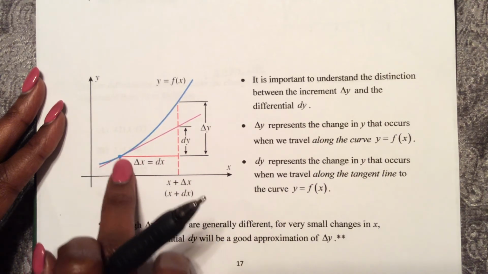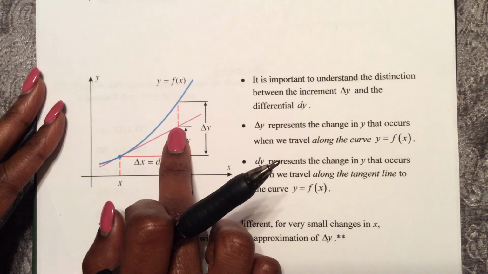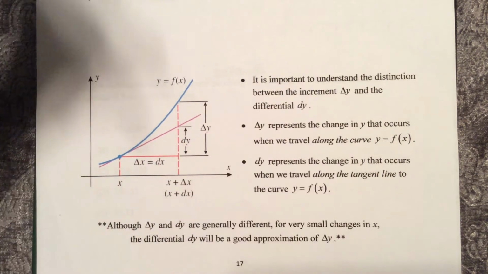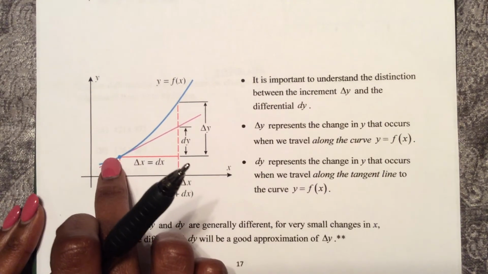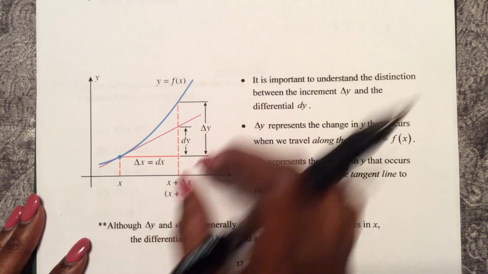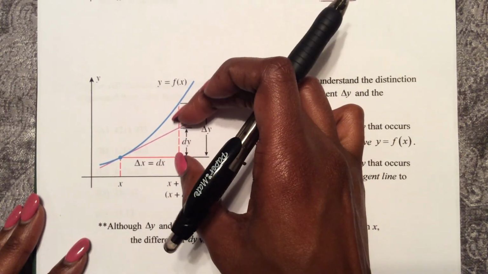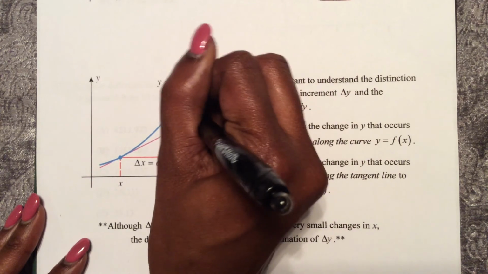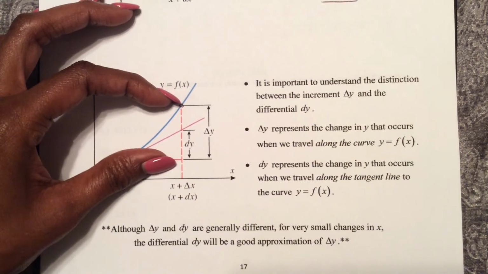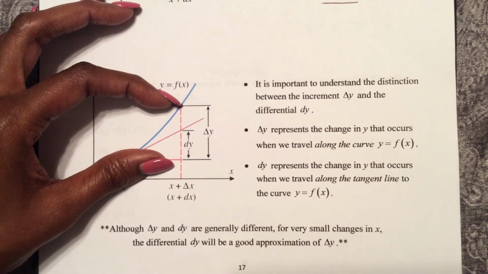But sometimes from that point we go over and up to our tangent line, that's a distance there, versus going over and then up all the way to my function. And this distance here is delta y.